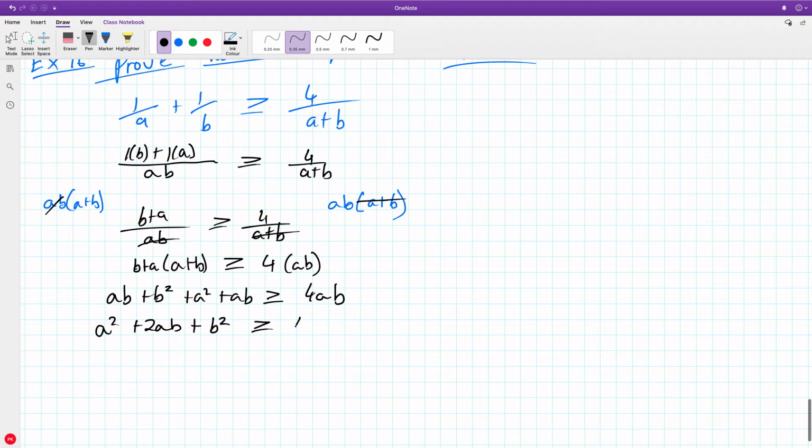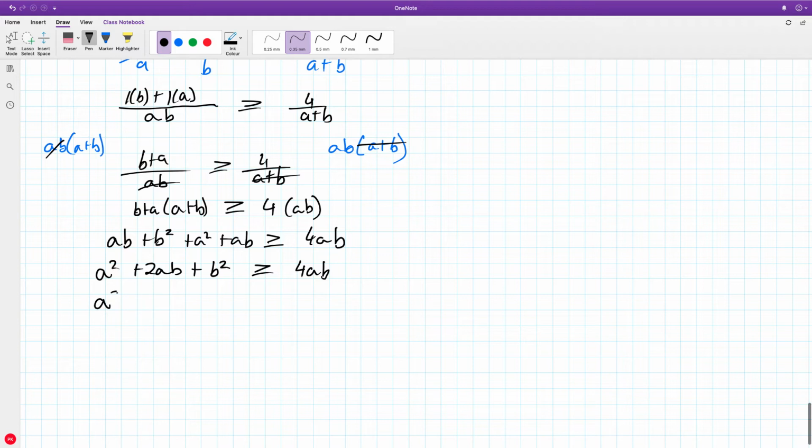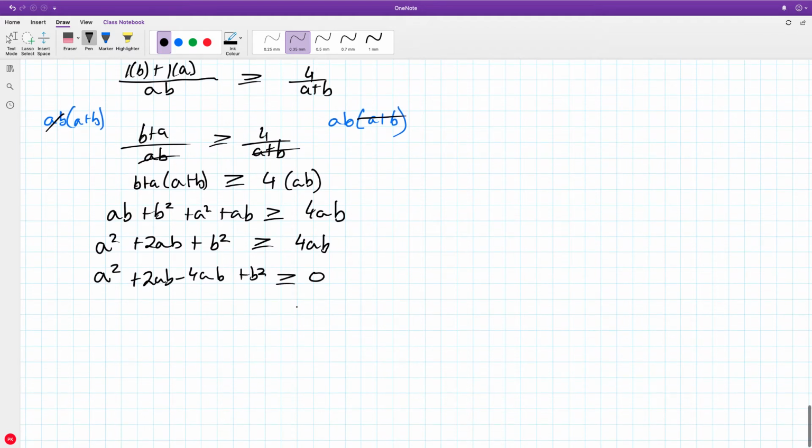greater than or equal to 4AB. Right. What am I going to do? So, bring over my 4AB, A squared plus 2AB minus 4AB plus B squared greater than or equal to 0. Then A squared minus 2AB plus B squared greater than or equal to 0.